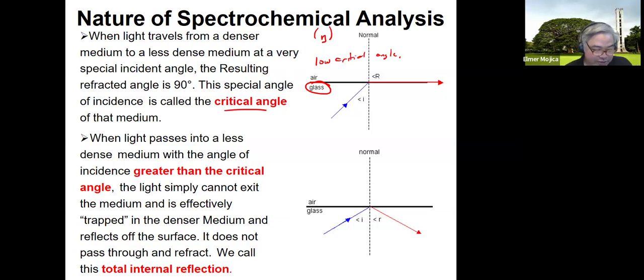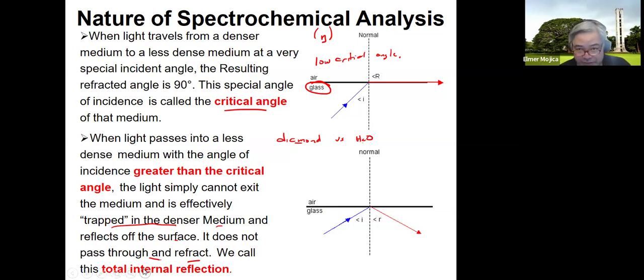So which do you think has what we call higher critical angle? Let's say diamond versus water. Although before we answer that question, we can look at the other way around, wherein when the light passes into a less dense medium with the angle of incidence greater than the critical angle, the light simply cannot exit the medium and is effectively trapped in the denser medium and reflects off the surface. So it does not pass through and refract, and we call it the total internal reflection.